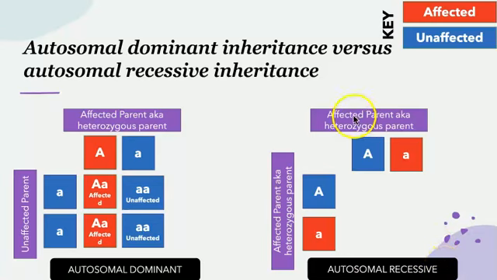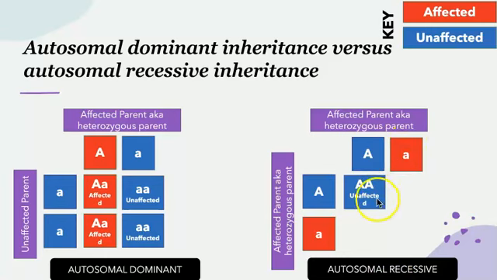whereas here, let's see what it looks like when we have autosomal recessive. So here we have our affected parent, again, heterozygous, and same thing over here. And so when we have the capital A's here now, they are unaffected because remember, this is autosomal recessive inheritance of the disease. So they're unaffected.